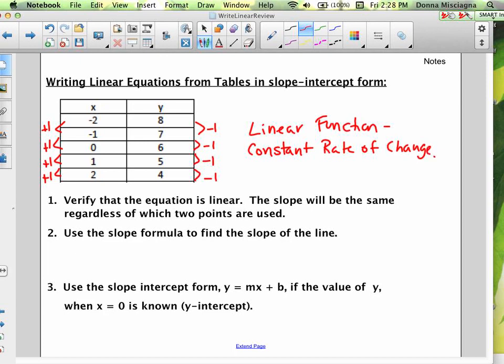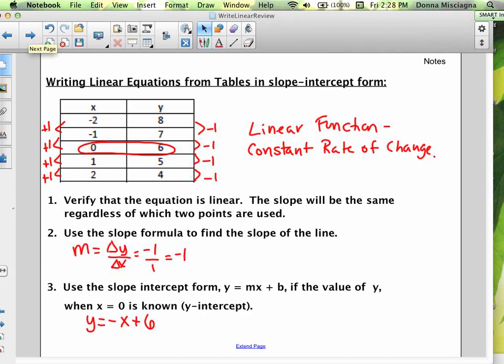Our slope is the change in y over the change in x. So that's going to be negative 1 divided by 1, or just negative 1. And we do know our y-intercept. The value of y when x is 0 is 6. So our equation is y equals negative x plus 6. You don't have to put the 1 in there. You can just put the negative. On to the next one.